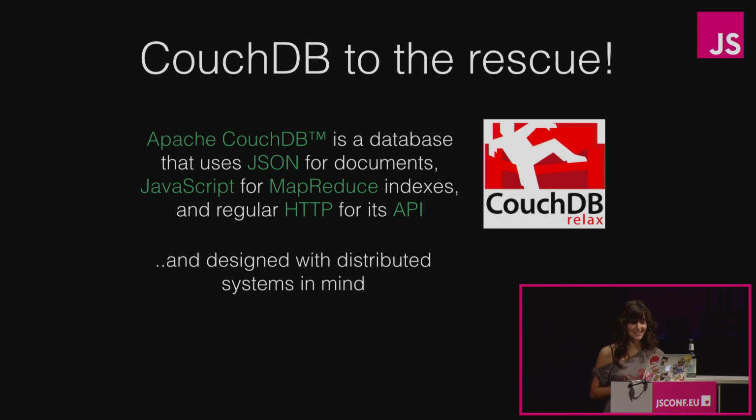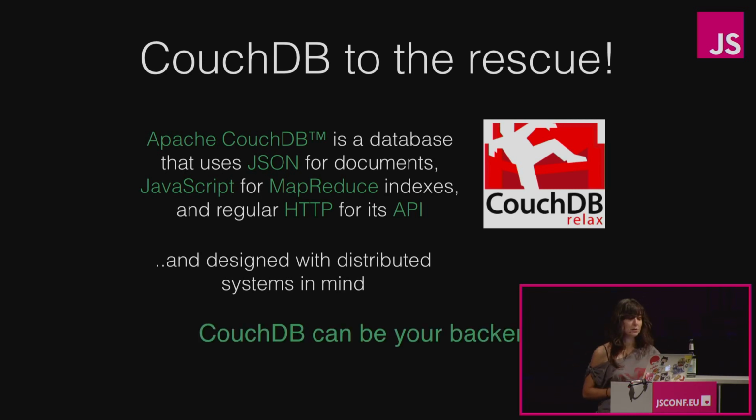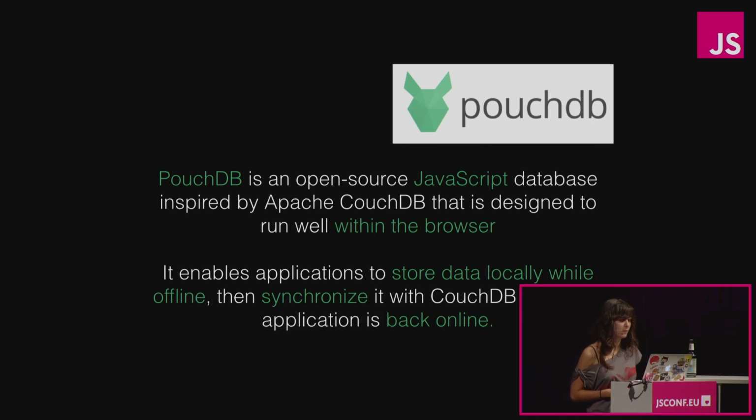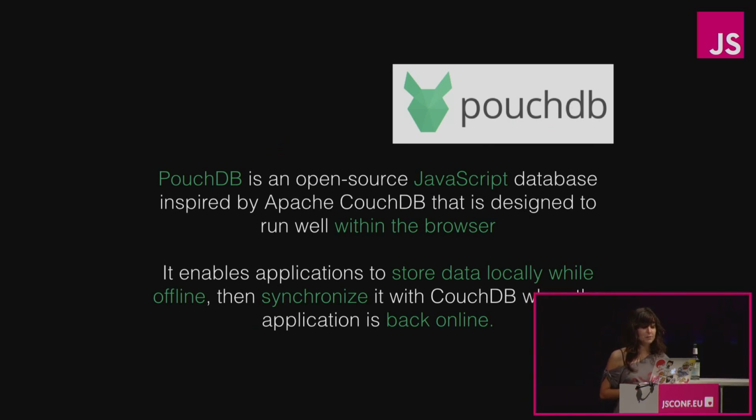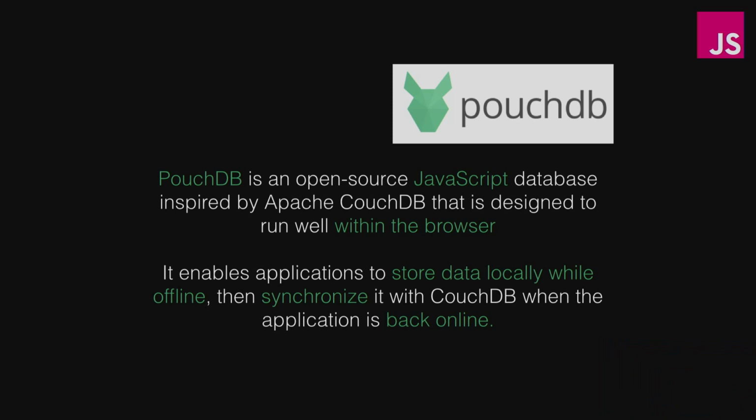I don't know if you know CouchDB. CouchDB is a NoSQL, document-based database that allows you to do map reduce operations, also using JavaScript, on the data, and has an HTTP API for accessing the data, and is designed with distributed systems in mind. And this part about the HTTP API means that CouchDB can actually be your backend. And in our case, this is what we did. CouchDB is our backend. So we don't have to implement this part. The only part missing here is the offline capabilities. But then we had the help from PouchDB, which is also an awesome open source project that provides you with a CouchDB compatible database within your browser.